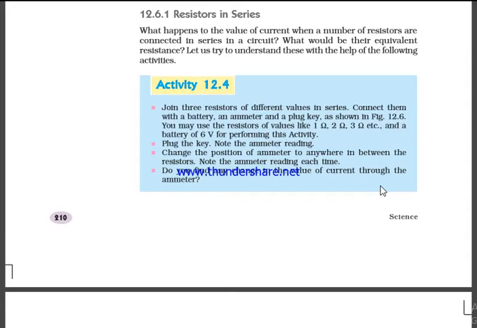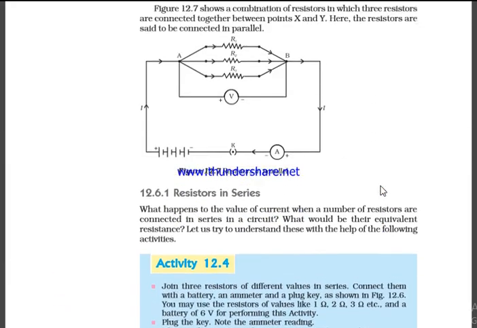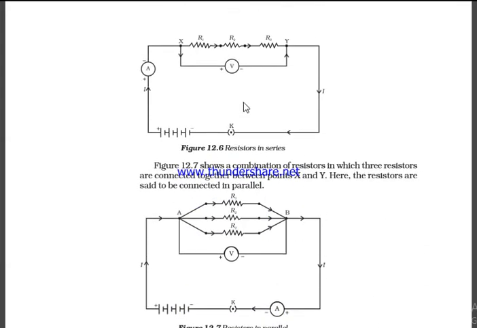Here we join three resistors of different values in series and connect them with a battery, an ammeter and a plug key, as shown in the figure, Figure 12.6, this diagram. So here we are connecting three resistors in series. Here we are connecting a voltmeter parallel, across these three resistors, and an ammeter.